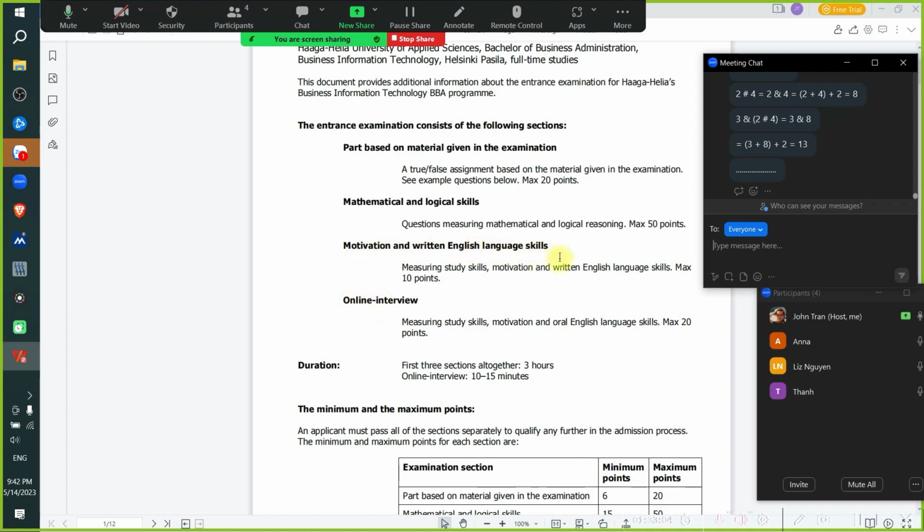Motivation and written English language skills. Mathematical and logical skills. Max 50 points. And part based on the material given in an examination. I have no idea what it is.